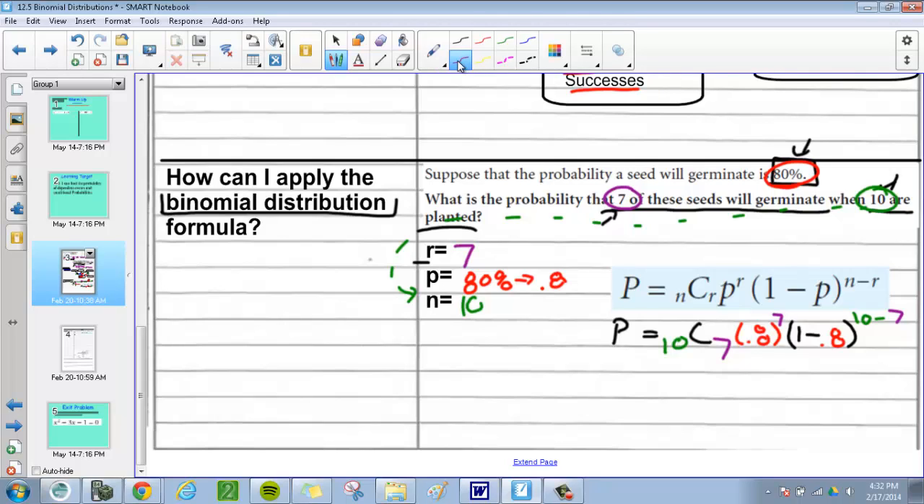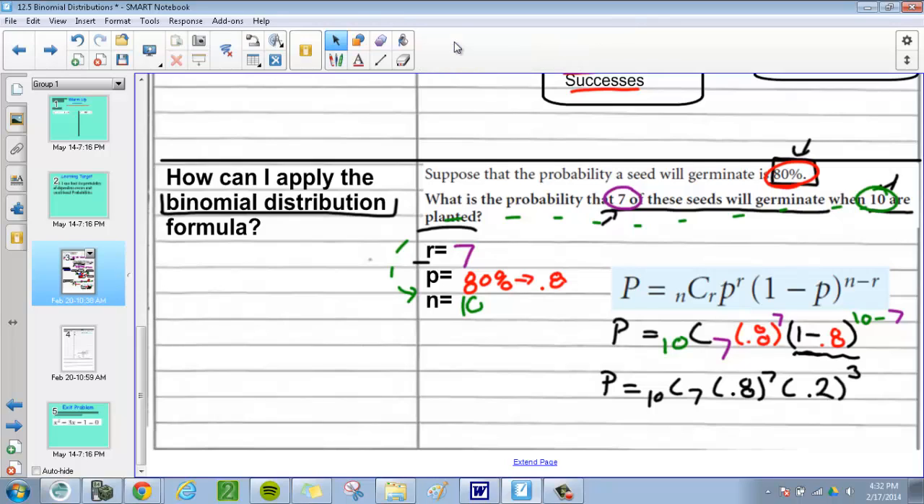Now, let's clean it up a little bit before we put this in our calculator. This is the probability of this happening. This is 10 choose 7 times 0.8 to the 7th. Really can't clean that up. Well, what's 1 minus 0.8? If you have $1 and you spend 80 cents, how many cents do you have? Well, you got 20 cents. So this is 0.2, and then 10 minus 7 is to the 3rd power. So it looks like we have it fairly cleaned up. Now we just got to put it in our calculator, and we can find the probability of exactly 7 of these seeds coming up.